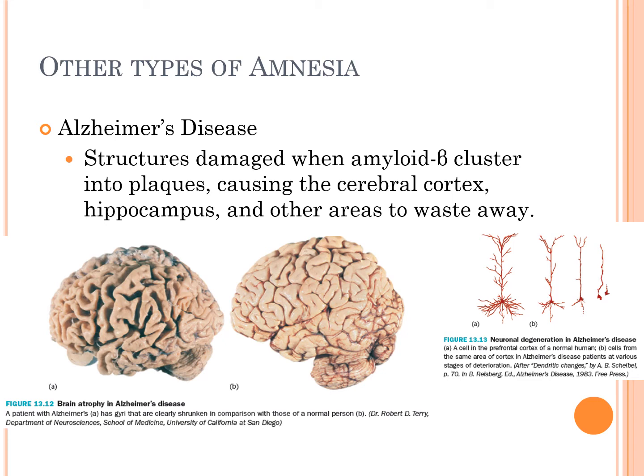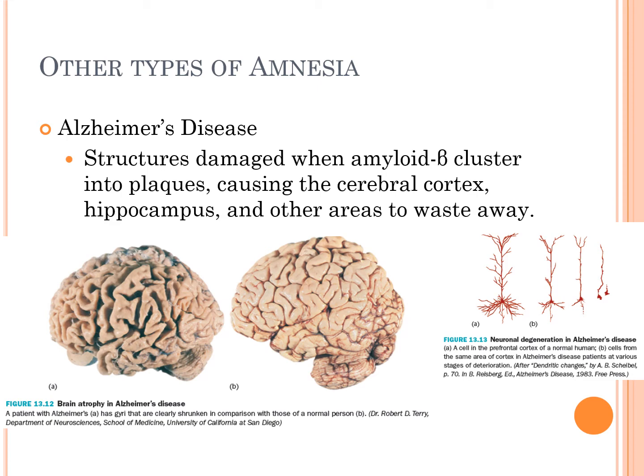But what appears to happen is the amyloid beta clusters into plaques, and they cause damage to dendrites and axons, so we're not getting synaptic input, and we're losing synaptic plasticity. This causes regions of the brain to basically waste away, such as areas of the cerebral cortex, the hippocampus, and other areas. And you can see the degeneration over to the right.